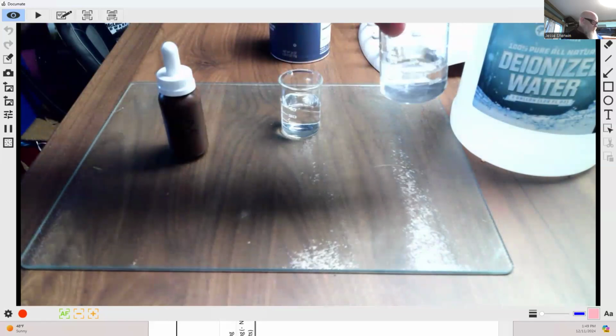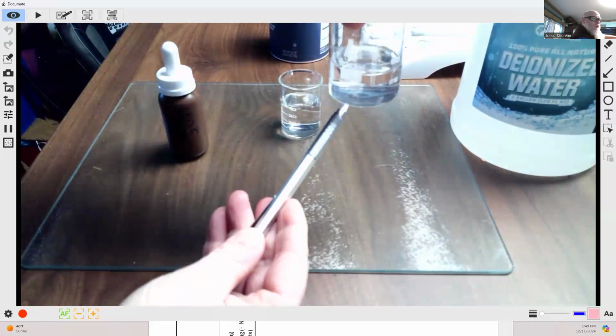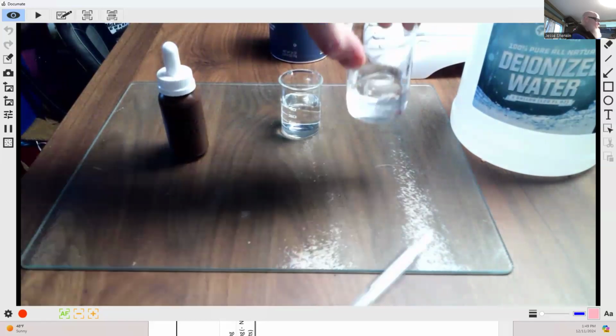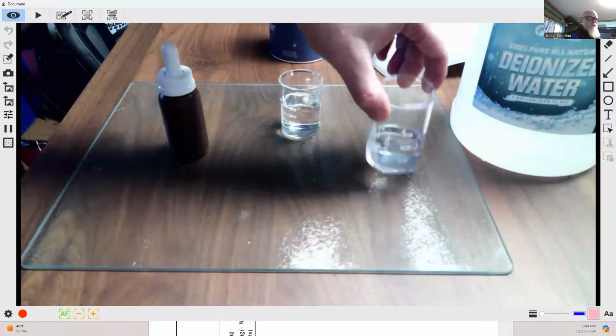You probably can't even see it, but there is a tiny bit of salt right about there. Yeah, you guys can't even see that, can you? Maybe. Yeah, I can't even see it on the camera. I can see it physically here.